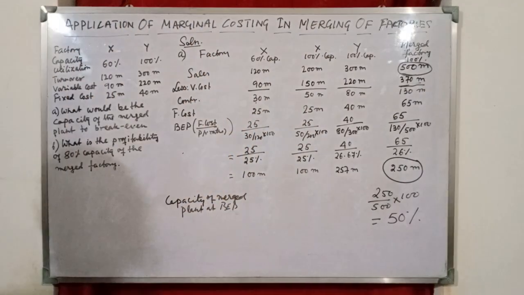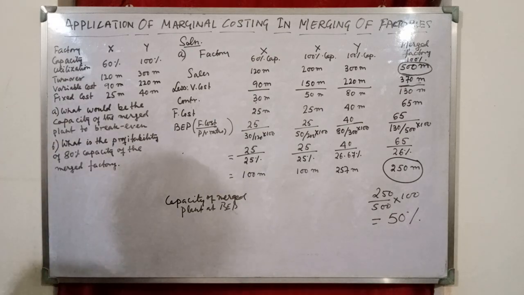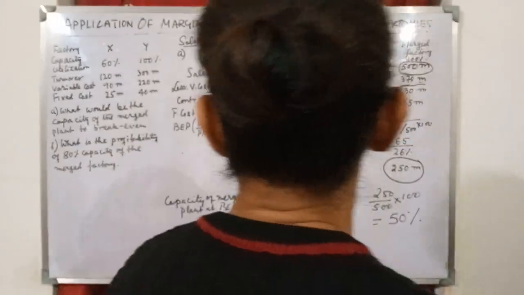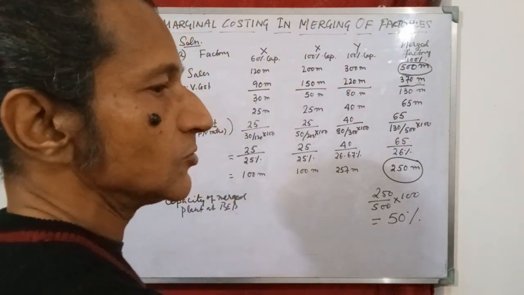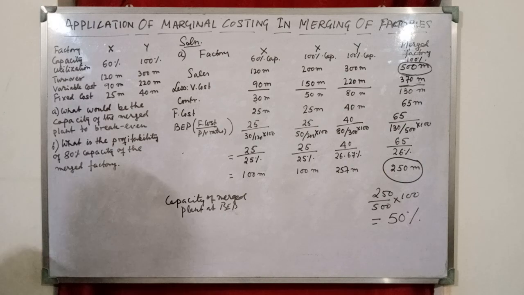Now I shall solve part B, and for that I have to erase the solution of part A. So let me take the liberty to erase the solution of part A. I think you have understood it well.